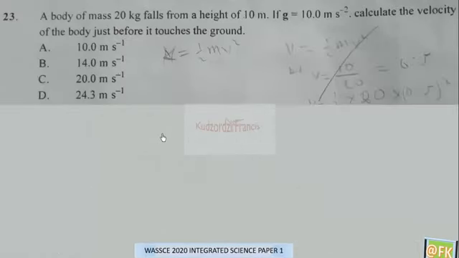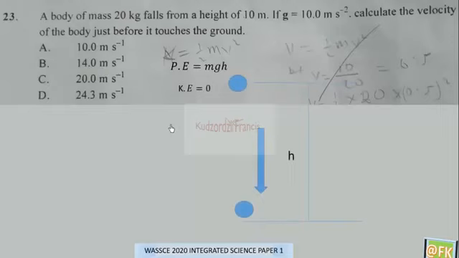Question 23. A body of mass 20 kg falls from a height of 10 meters. If the acceleration due to gravity is 10 meters per second squared, calculate the velocity of the body just before it touches the ground. Let's analyze this diagram. This is the body. At this height, the potential energy is maximum, and before it touches the ground, the kinetic energy is maximum.